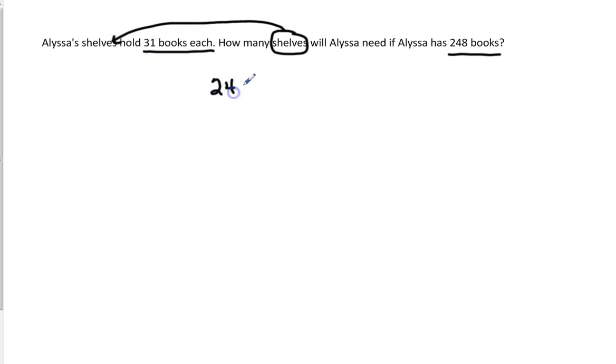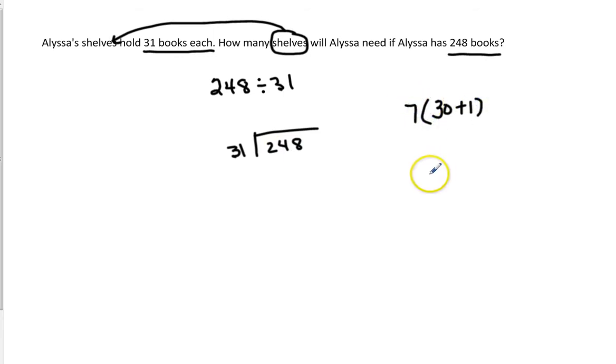So our problem is set up like this. 248 divided by 31. So when I set up my division house, 248 is my dividend, goes on the inside. 31 is my divisor, goes on the outside. How many groups of 31 can fit into 2? None. How many groups of 31 can fit into 24? None. So now I need to find out how many groups of 31 can fit into 248. I'm going to use my distributive property. I'm going to break down 31 into 30 plus 1. And I'm going to go ahead and multiply it by 7.